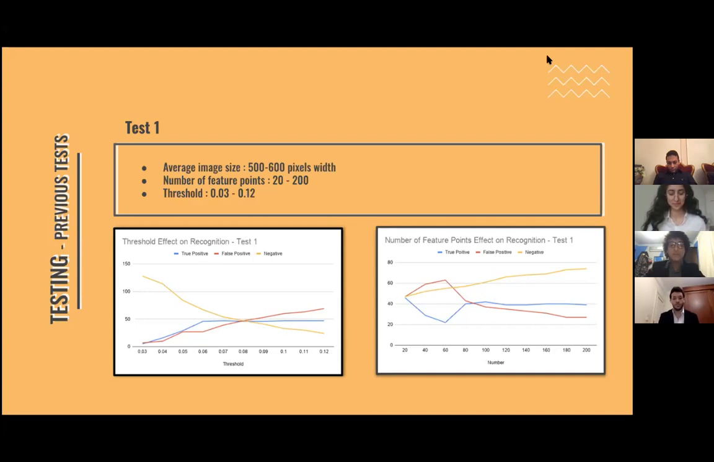As we can observe, the threshold affected the recognition rate in the first graph. However, the second graph shows unsteadiness and unclearness of the effect of the number of feature points on the recognition. Basically, that was because of some problems with the data we took for this test, as shown here.